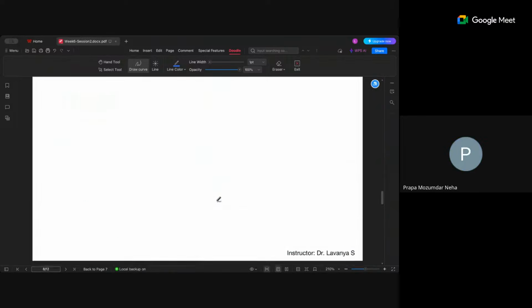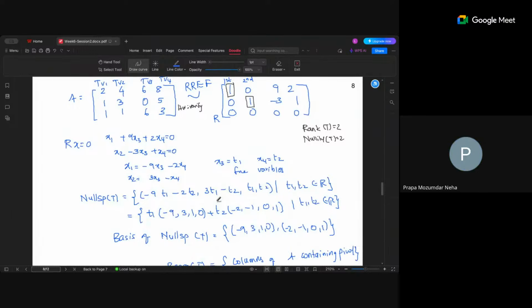Ma'am, whenever we need to find the basis, we need to apply the RREF form, and whenever we need to find the span, then we need to find the linear combinations. Is that right?